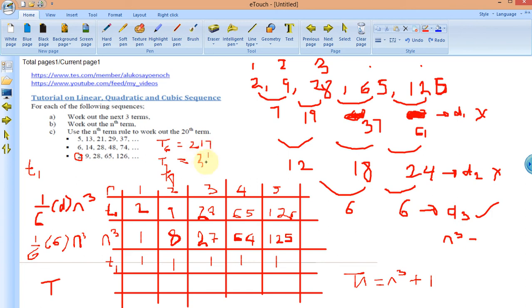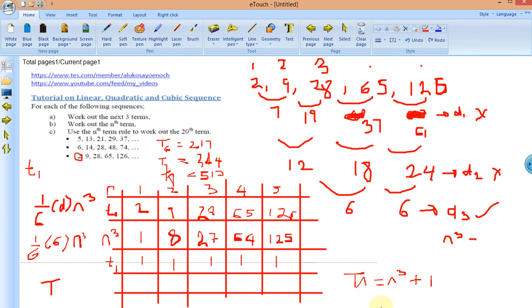Guys, don't mind my handwriting. It's pretty cool, right? Then 8. So when n is 8, then I have 513. So T8 is 513. Guys, am I correct? Yeah, 513.